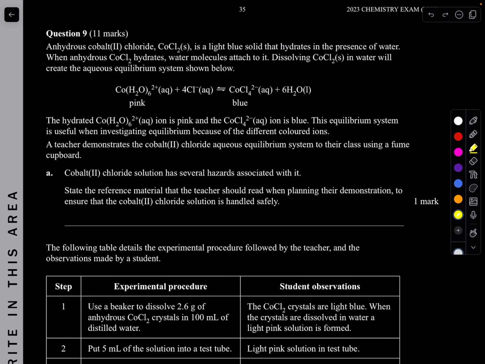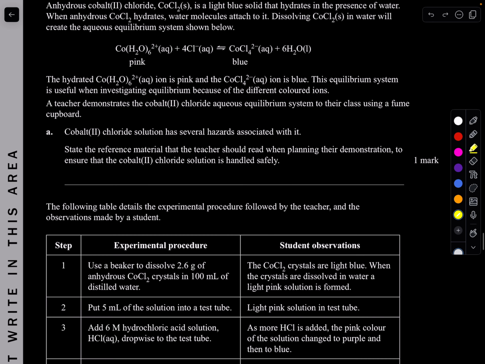A teacher demonstrates the cobalt(II) chloride aqueous equilibrium system to their class using a fume cupboard. Cobalt(II) chloride solution has several hazards associated with it. State the reference material that the teacher should read when planning their demonstration to ensure that the cobalt chloride solution is handled safely. This is one of the easiest questions.